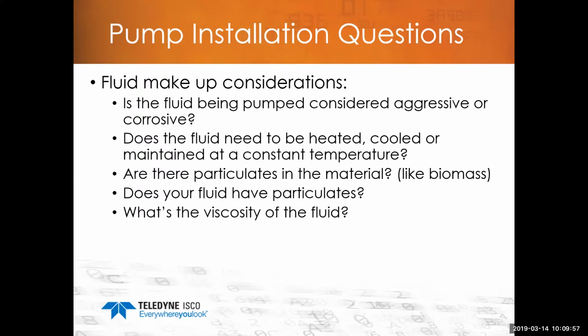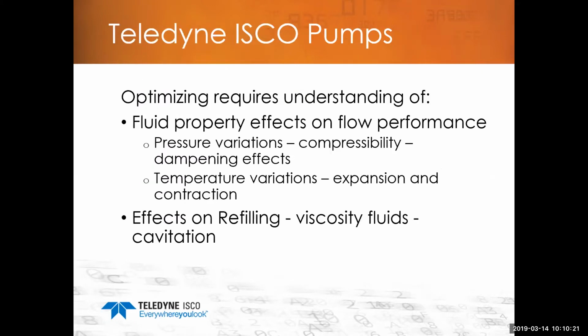If you want it to flow 100 milliliters a minute and it's a very viscous fluid, that's a different type of pump or a different type of setup you'll have to use. Versus if you heat it up and it becomes less viscous, it can flow at 100 milliliters a minute with less effort. So you would adjust how the pump reacts. You adjust your stroke rate, you would adjust your pressure rate. So keep these in mind. And as we show here, optimizing requires understanding of the fluid properties and flow performance, pressure variations and temperature variations, and their effects on refilling, viscosity and cavitation.